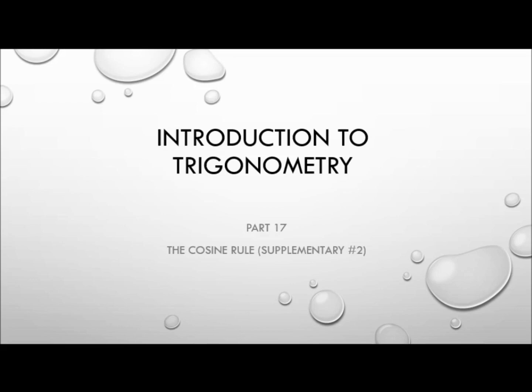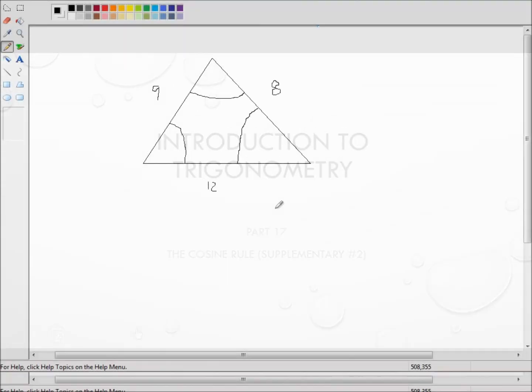This is a second supplementary video on the cosine rule, where we're going to be looking at the practical implementation of the cosine rule. In this example we're given 3 sides and no angles. Again, this is the kind of triangle that we would want to use the cosine rule for.